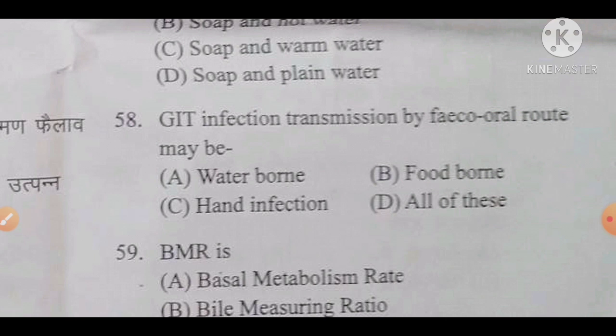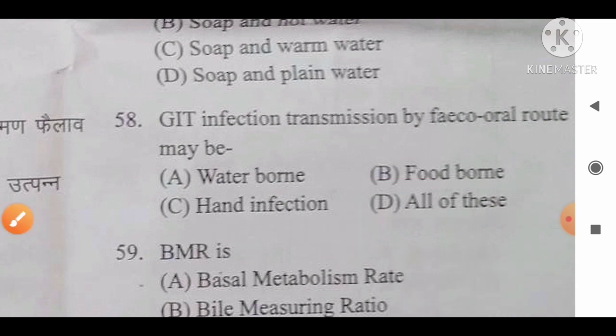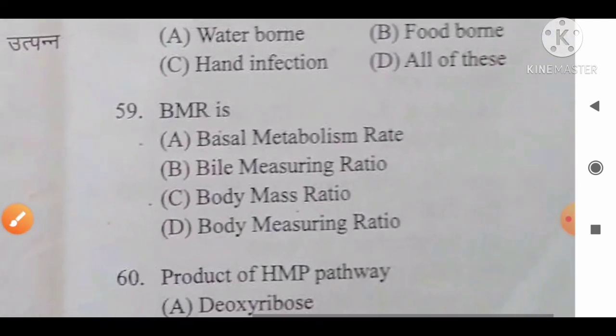So from the given information we can say GIT infection transmission by fecal-oral route may be either waterborne or foodborne or from the finger or hand infection. So option D, all of these, will be the correct answer for this question. Move to the next question, number 59.